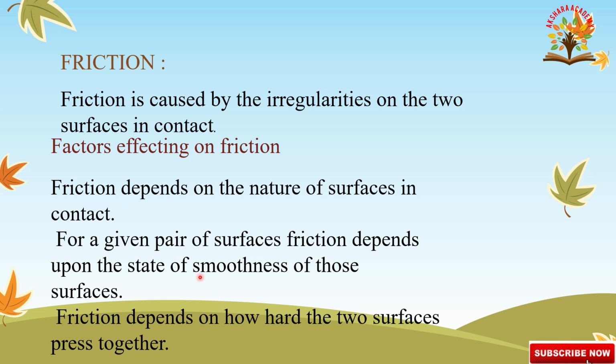Okay, today what we discussed: the opposing force and friction, factors affecting friction, and the construction and working of the spring balance. And friction is caused by irregularities on the two surfaces in contact.